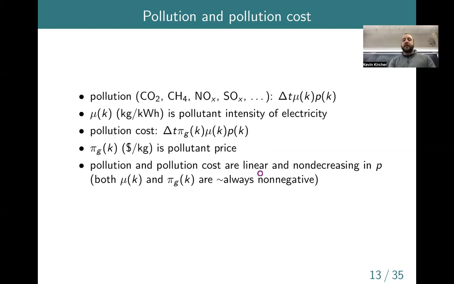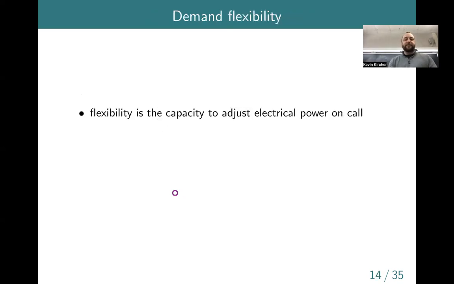Okay, so both of these are linear and non-decreasing in the electric power P. And I think they're always non-decreasing because the prices and the pollutant intensity are always non-negative. I can't think of a situation in which you'd have a negative pollutant intensity. That'd be like running a power plant that is somehow absorbing CO2 from the atmosphere and producing electricity, which I don't think thermodynamics would like very much. And then the price here, I think you'd have to be sort of sociopathic to say, I want to emit more pollution, right? So I think that one is always non-negative as well.